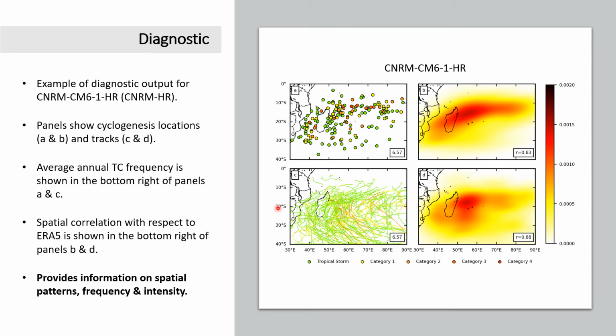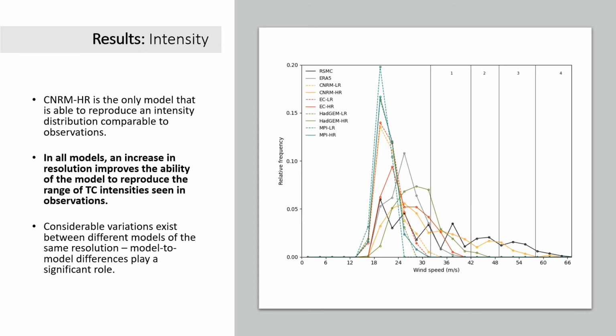The bottom two panels give the same information, but for tracks rather than genesis locations. And I think this is quite a useful figure, as it doesn't only provide information on spatial patterns, but also on frequency and intensity. Jumping back to our results, this figure shows the normalized probability density function of 10-meter wind speed taken at peak intensity.